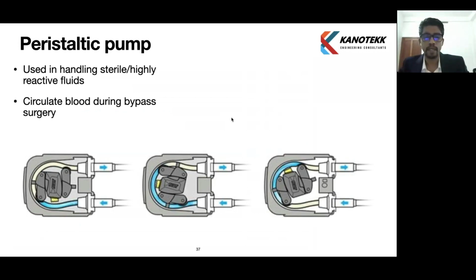There is a rotating rotor inside, which has two wheels that press against the tube. So it rotates and the tube is pressed. You can see the blue colored liquid which flows through the tube. So this is used where the fluid should not come into contact with the pump, like blood during bypass surgery. It can be pumped using this pump because blood does not come into contact with any pump part. It only flows through the tube.